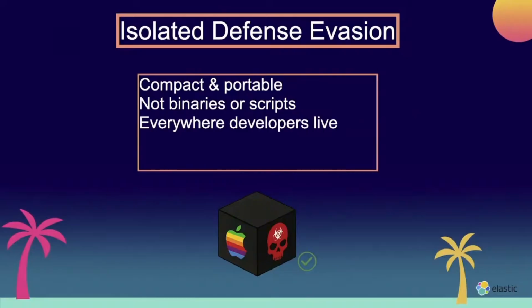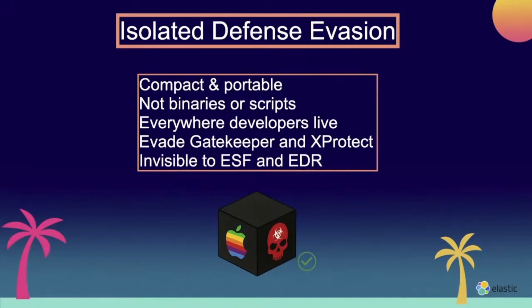They are everywhere developers and engineers live. Docker itself is a trusted part of daily workflows in companies all over the world. I'm sure many of you here use it on a daily basis, so you can find it just about everywhere. And activity inside a container completely evades Gatekeeper and XProtect because those checks don't apply inside the Linux VMs where these containers run. And finally, containerized processes don't traverse Apple's endpoint security framework, unless they touch the host. To EDR, what's going on inside that container is completely invisible.